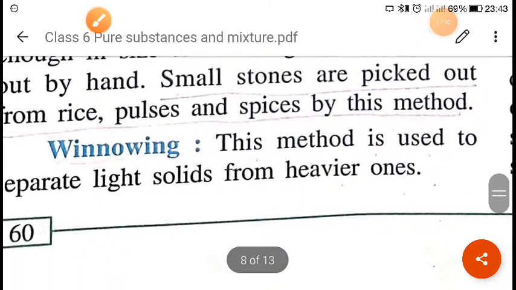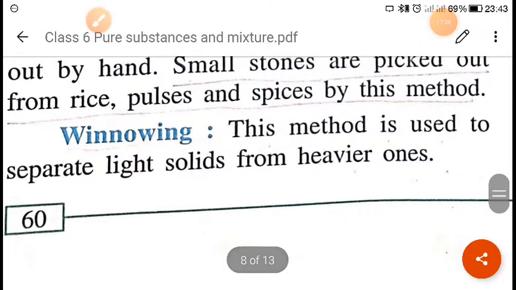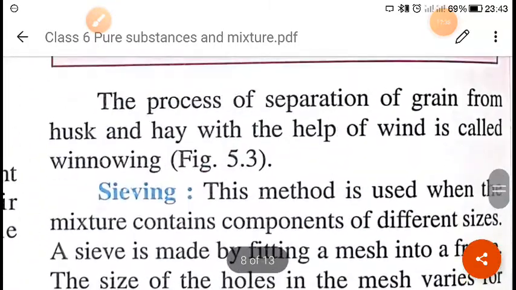Now the next method is winnowing method. This method is used to separate a light solid from a heavier one. Suppose you take the example of rice. When the rice is harvested, what we do is process it. If you have seen in the harvesting season, the rice is taken and thrown on a stone. After that it will break into smaller pieces. After that we used to do like this. This is a winnowing method.